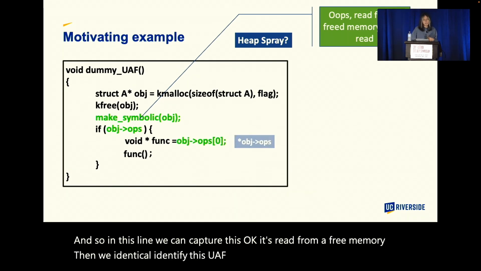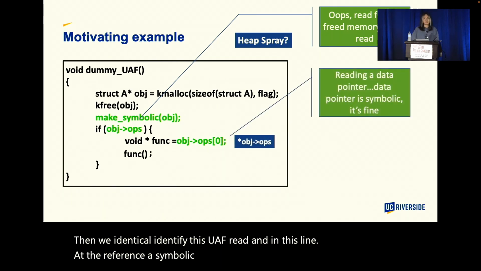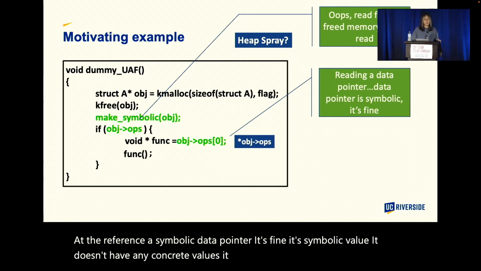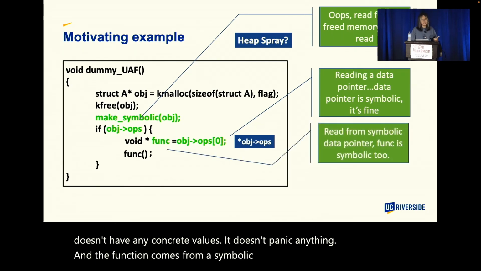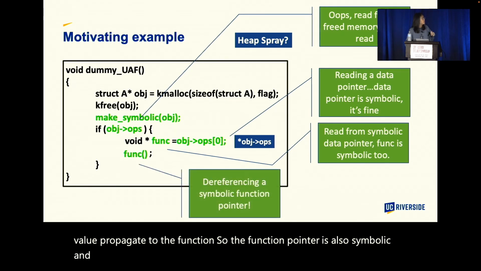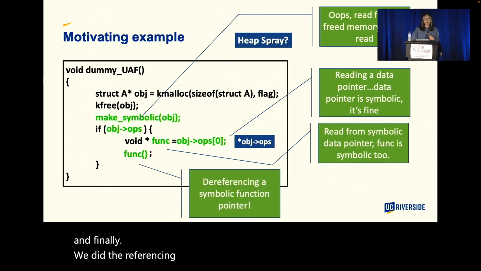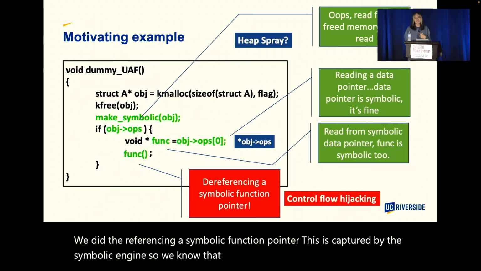And in this line, it dereferences a symbolic data pointer. It's fine. It's a symbolic value. It doesn't have any concrete value, so it doesn't panic anything. And the function comes from a symbolic data pointer, so the symbolic value propagates to the function. So the function pointer is also symbolic. And finally, we're dereferencing a symbolic function pointer. This is captured by the symbolic engine. So we know that it's a control flow hijacking.